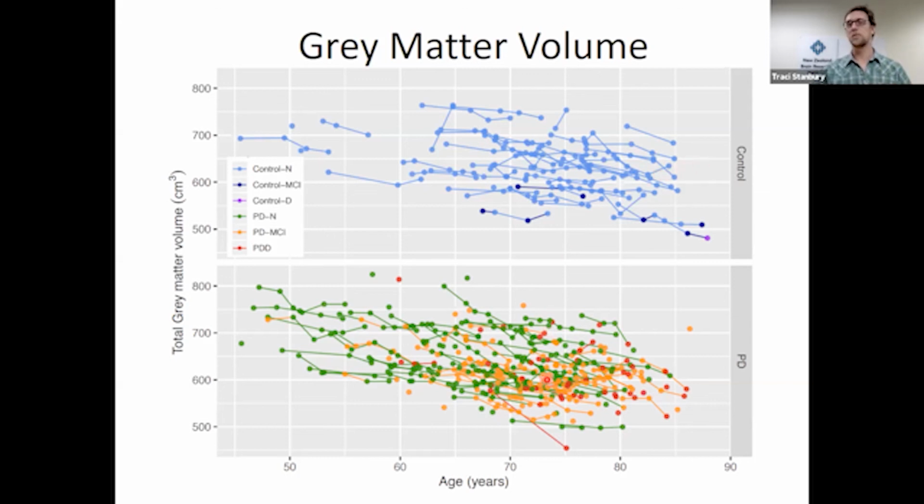But the question then becomes, what happens in Parkinson's disease? What we were able to show is that if you look at Parkinson's disease as a whole, specifically focusing on those individuals who have Parkinson's and normal cognition, they're indistinguishable from controls. So they're tracking along the same as healthy individuals. It's once these individuals start to develop mild cognitive impairment and ultimately dementia that you start to see an accelerated loss of tissue. So we're starting to be able to describe what's happening in the brain and then what we see as an outcome. So how is a person's thinking ability related to their brain?